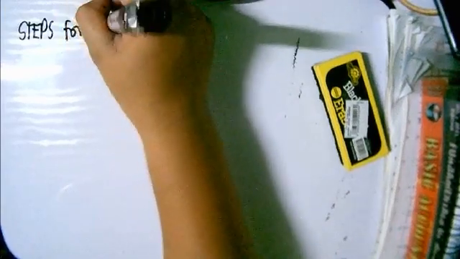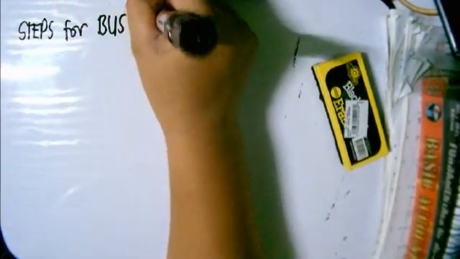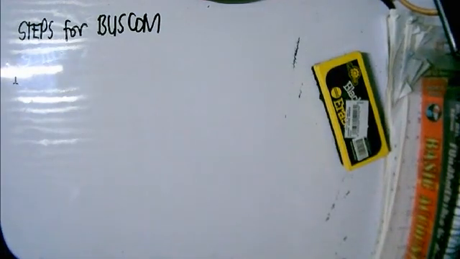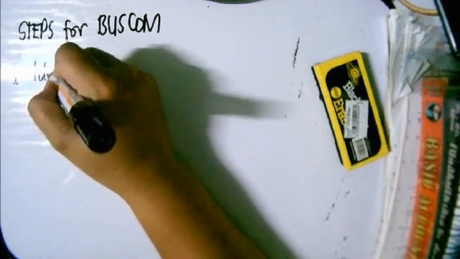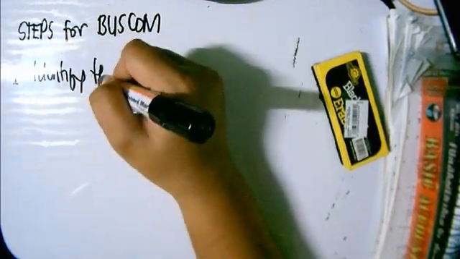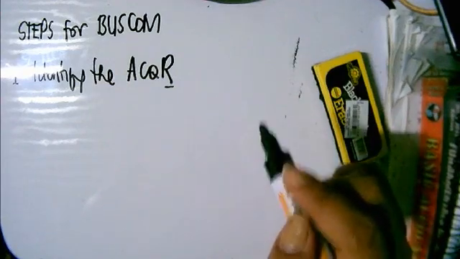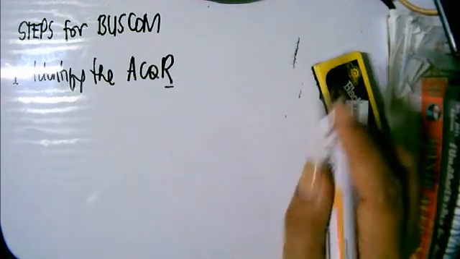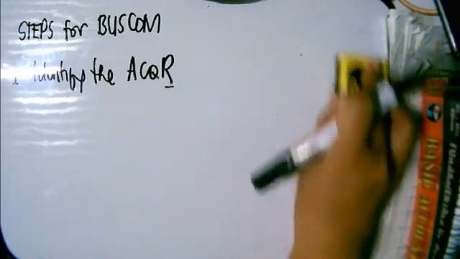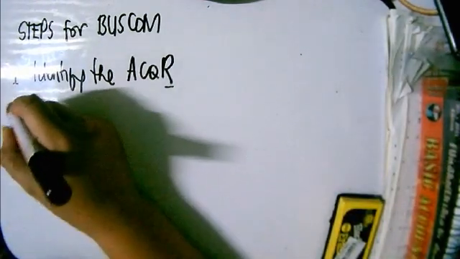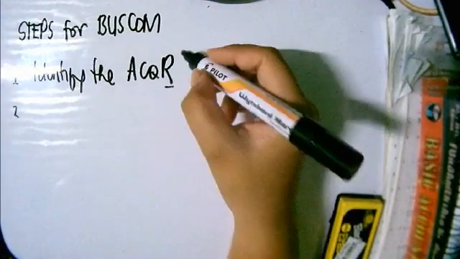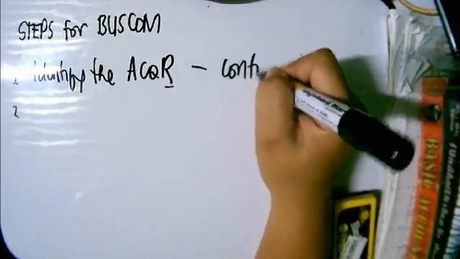So now, let's proceed to the steps for business combination. So, meron tayong steps na dapat sundan for business combination. So, first step is that dapat i-identify natin kung sino yung acquirer. Identify the acquirer. Kung sino yung bumili. Ito ay isa sa mga pinaka-importanteng bagay na dapat malaman kapag nagkakaroon ng business combination kung sino si acquirer. Again, si acquirer, siya yung nag-obtain ng control.